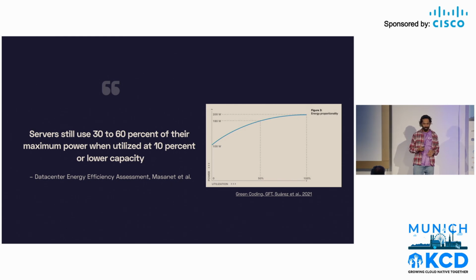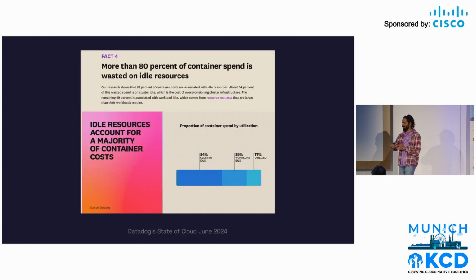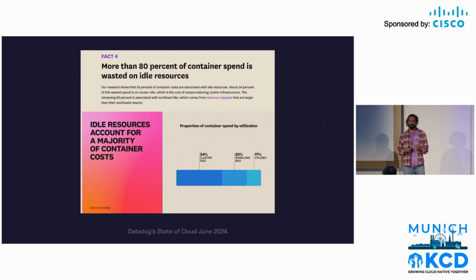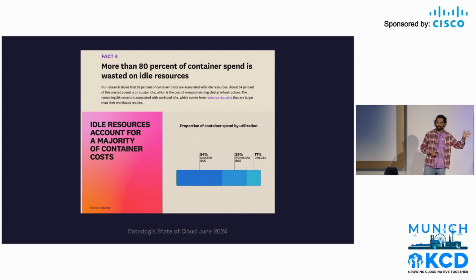In Datadog's State of Cloud report, which came out literally 2 weeks ago, earlier in June, they said that more than 80% of container spend is wasted on idling resources. If you've worked in the Kubernetes space and deploying clusters, you will know that we always design for peak workloads, which means we always end up over-provisioning, which means we always have idling resources. And this, again, is pretty harmful.